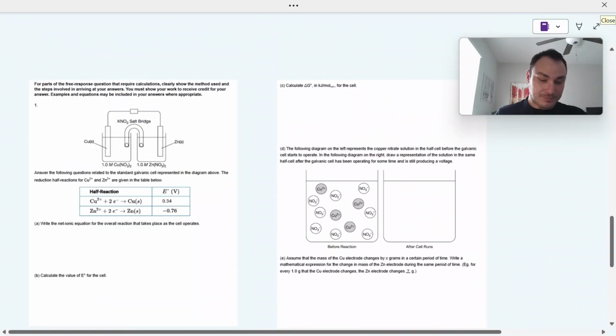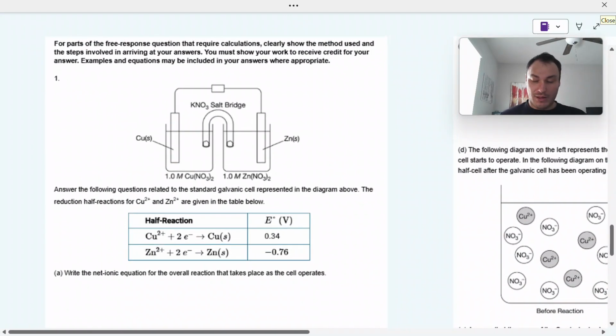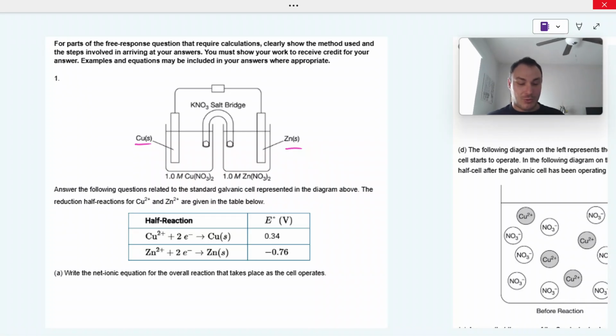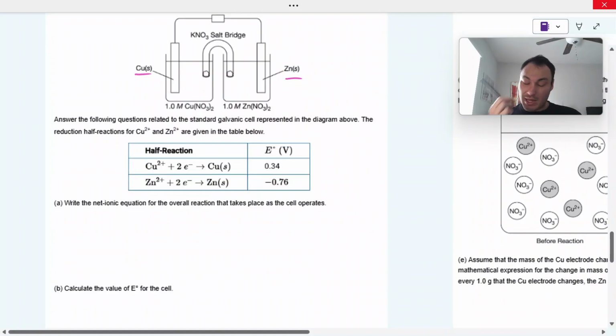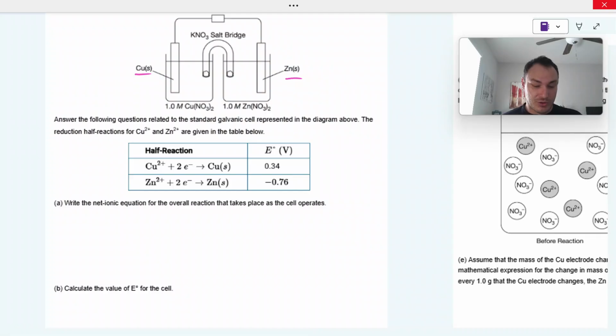All right. Starting off, looks like we have a galvanic cell, just our standard zinc and copper galvanic cell. Answer the following questions related to the standard galvanic cell represented in the diagram above. The reduction half reactions are given in the table below. So we have copper 2 plus and zinc 2 plus as our two ions, our two solutions. Write the net ionic equation for the overall reaction.